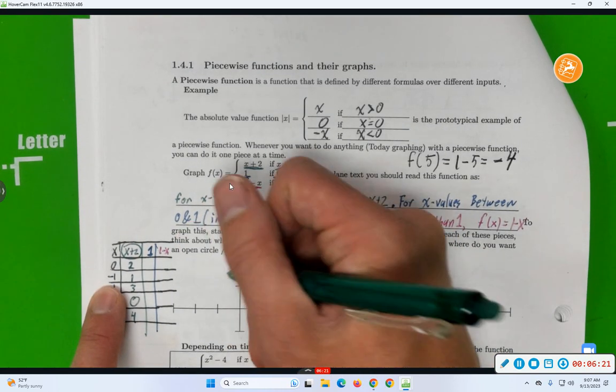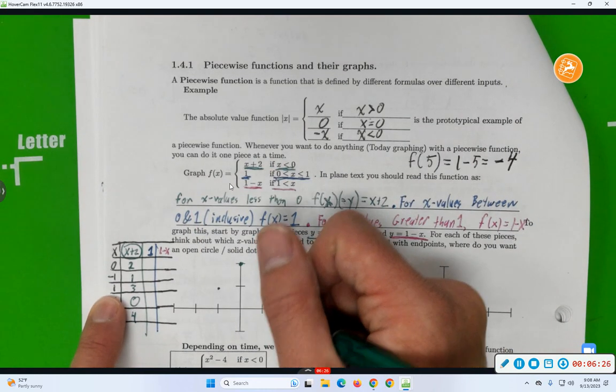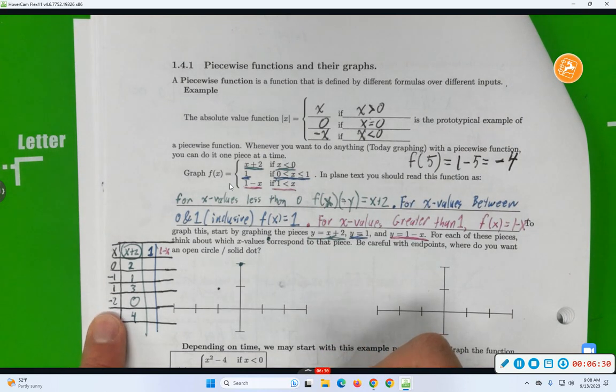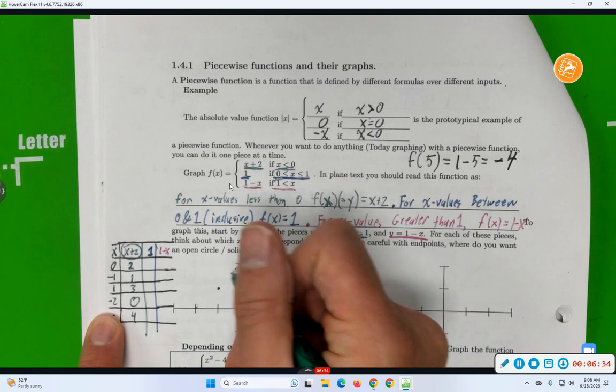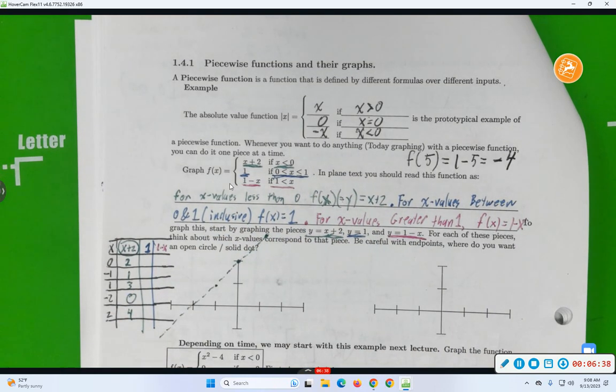Plug in -1, we got a y value of 1. Plug in an x value of 1, we got a y value of 3, which is off the graph. Plug in an x value of -2, we got 0. That seems pretty convincing. And I'm doing it in dashes because I don't actually care about that whole graph. So there's just the graph of that green function. Let's play the same thing for the blue function.